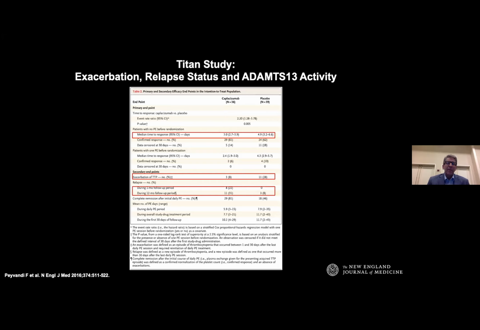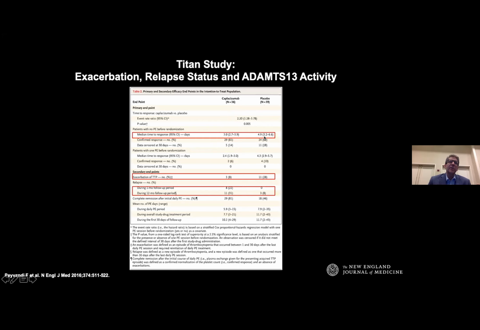So it has to be remembered that caplacizumab does not change the disease. It's a temporizing measure, if you will. It blocks the downstream effects of the disease, the clotting and the low platelet count, but you still need to correct the low ADAMTS13 activity levels by getting rid of these antibodies. One of the primary endpoints was the recovery of the platelet count to normal. And you can see it happened quicker in the caplacizumab treated patients compared to the ones that got placebo.